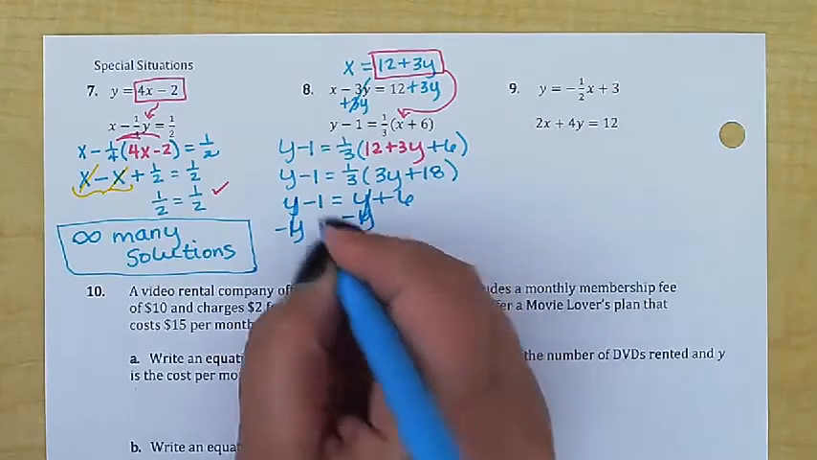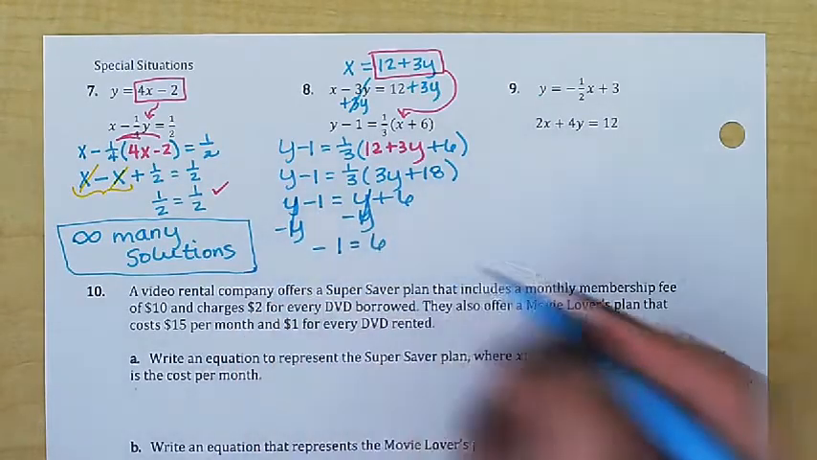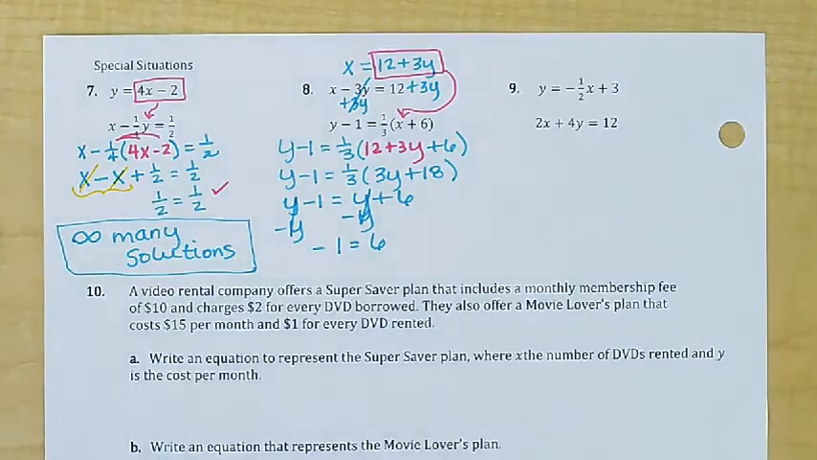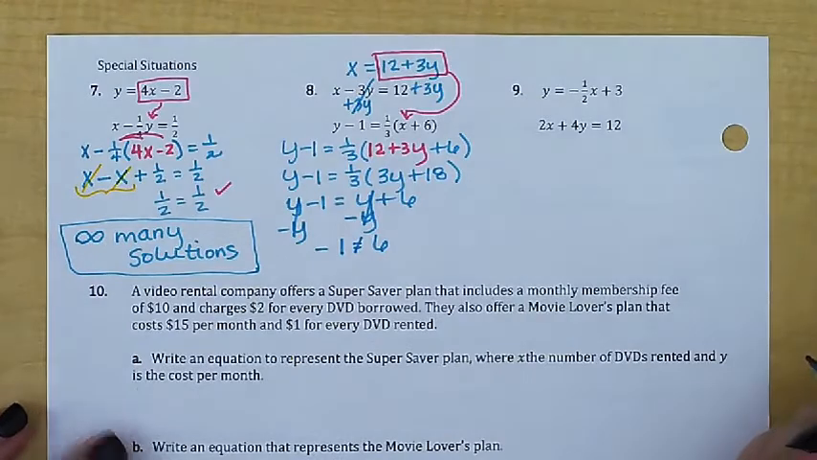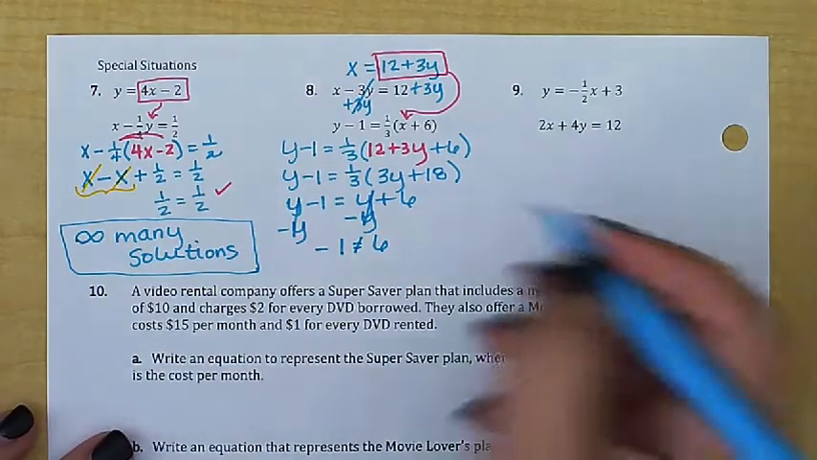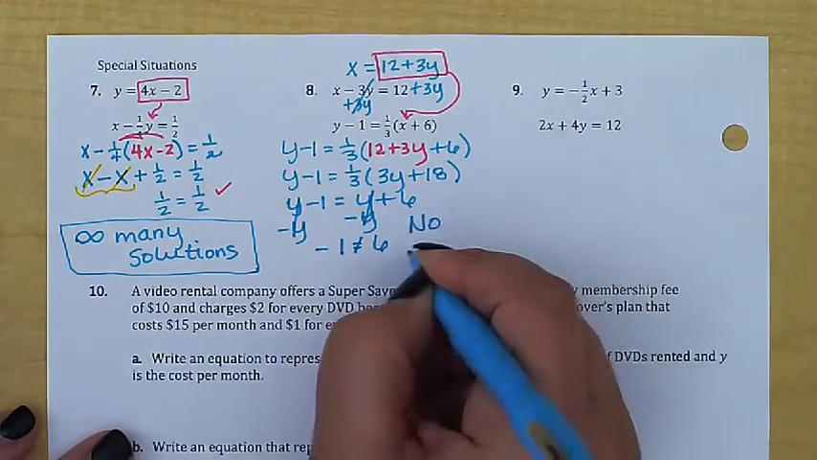In this case, though, we end up with a -1 on this side and a +6 on the other side of the equal sign. And we know that -1 is definitely not equal to 6. That is absolutely not, that's nonsense. So this is a no solution.